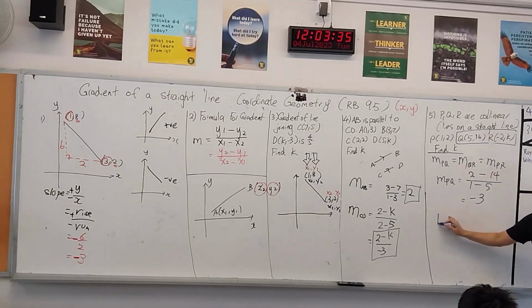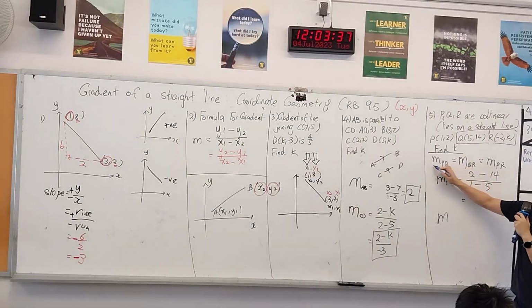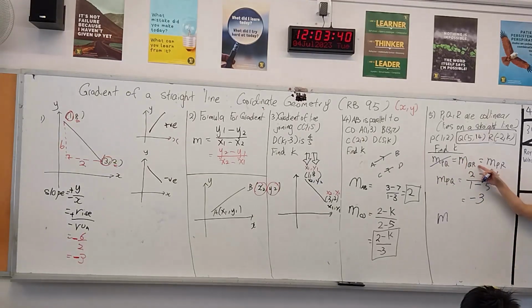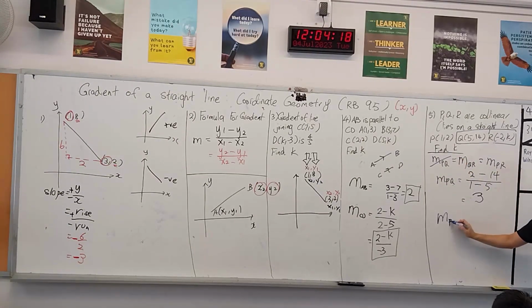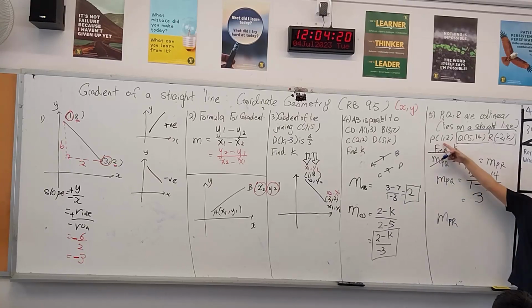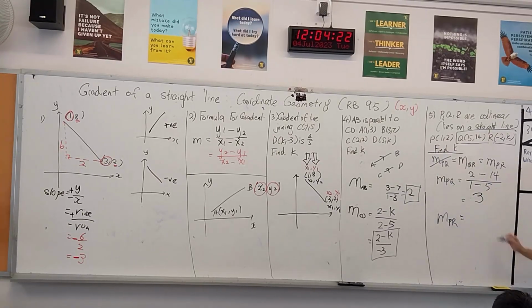Now, next. Since this is done already, we don't want to use this anymore. Next I'll find the gradient of PR. The reason why I choose P again is because the number is smaller. Let's try again. What's the first number here? Say out, please. 2. Correct. Minus k. Correct. 1.